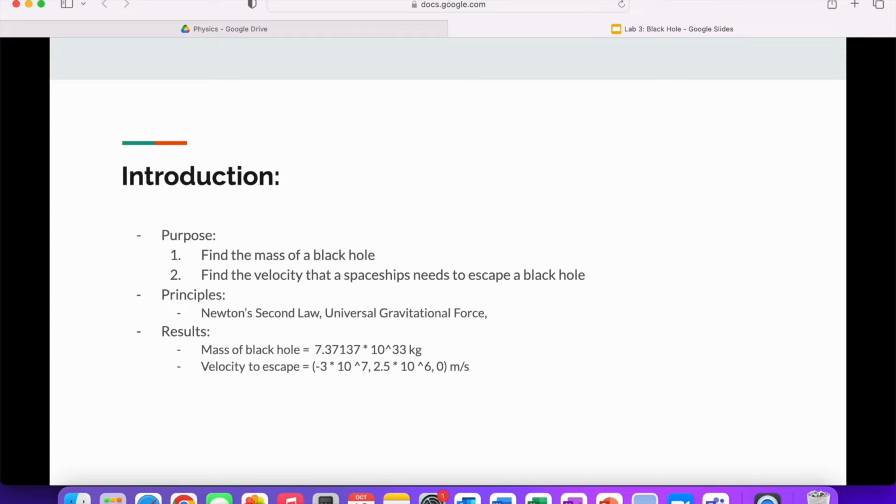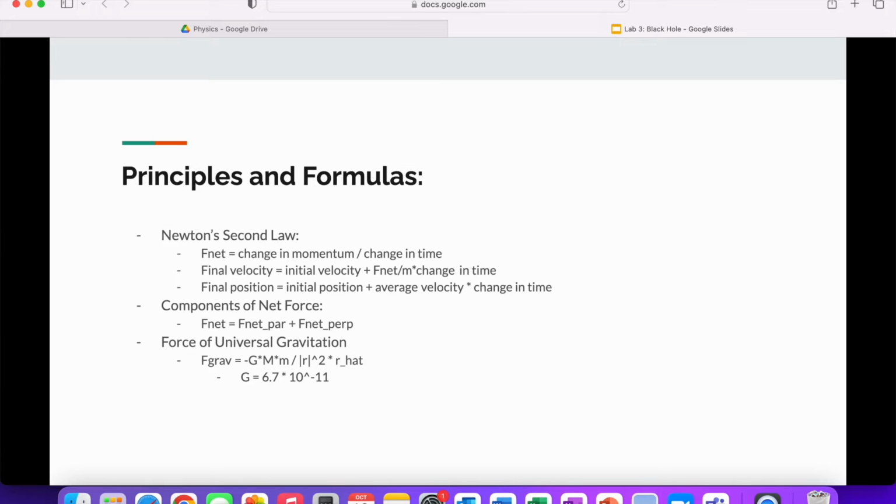So the lab is divided into two parts. The first part is to find the mass of a black hole, and the second part is to find the velocity that a spaceship needs to escape a black hole without running into the planet that orbits it. The principles that are used here are Newton's second law and the universal gravitational force. My results are these, but I will get into those later.